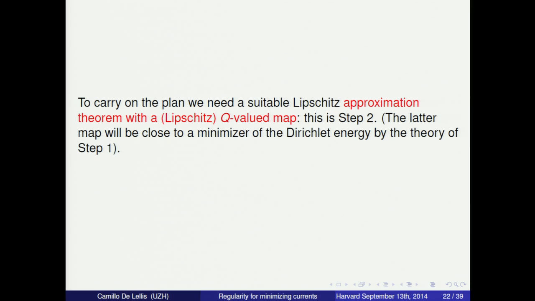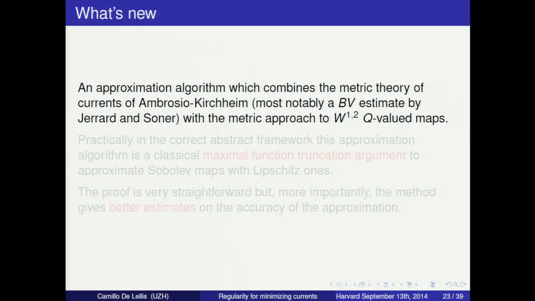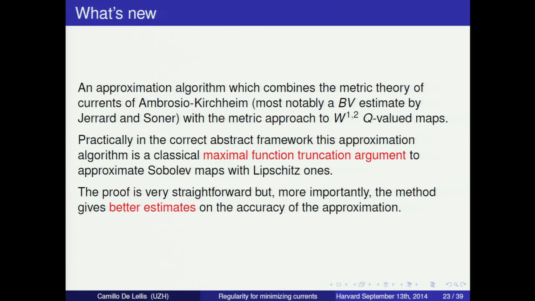OK, so we carry on this plan in a rather different way compared to what is usually done in the literature. We use this metric approach, which I told you, in combination with the theory of Ambrosio and Kirchheim of metric currents. And there is a new estimate which allows you to apply standard techniques to approximate Sobolev functions in an abstract setting. And this will translate into a Q-valued approximation. I don't have any time to tell you what this does, but there is an important point. If you compare it to the usual approximation strategies, it gives you much more accurate estimates on how good your approximation is.